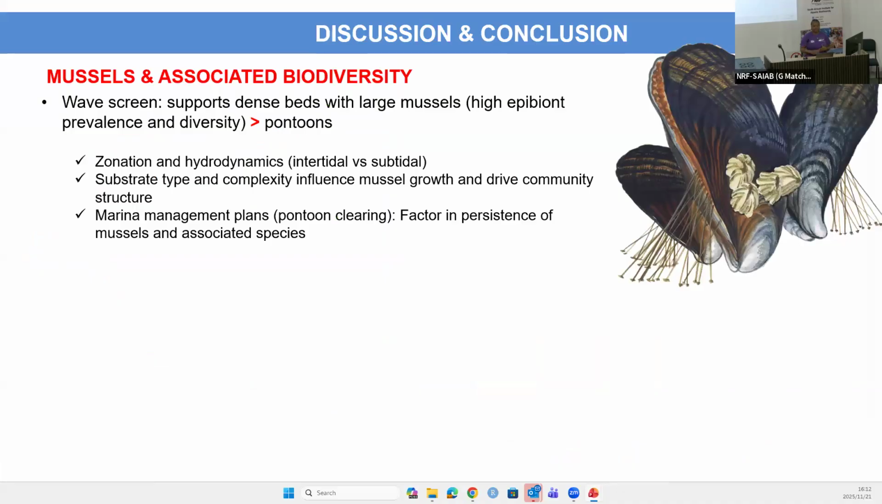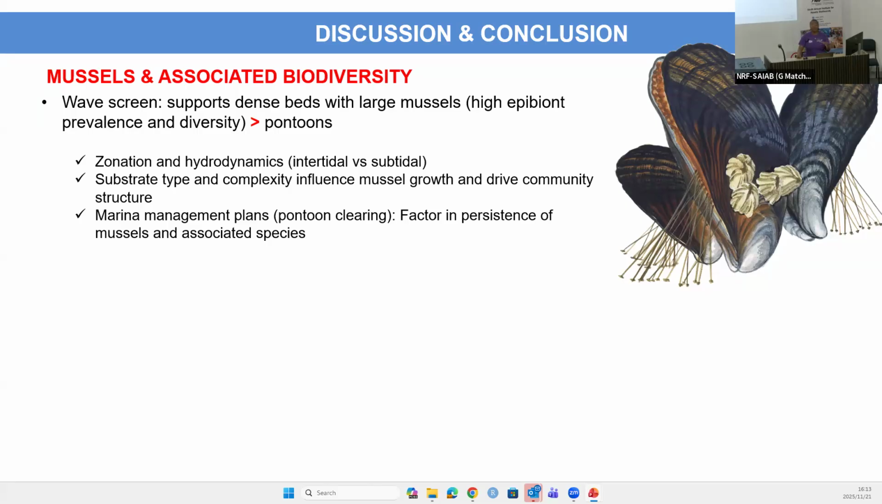So firstly, what does this mean? The wave screens had high densities of mussel beds with large mussels supporting high diversity of epibionts as well as the surrounding species. So a number of things are important to note. It's the zonation and the hydrodynamic factors that are acting between these two different habitats, but also the structural complexity was very important. So when it comes to ecological engineering, structural complexity is the main factor which people try to look into and try to increase.